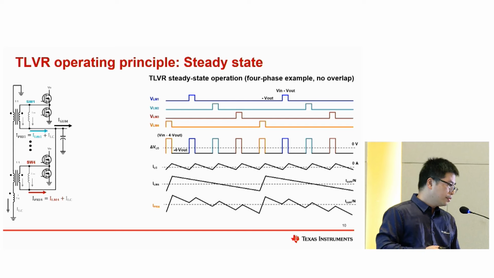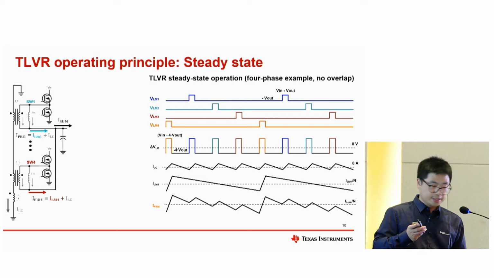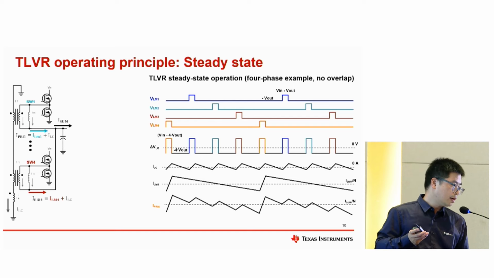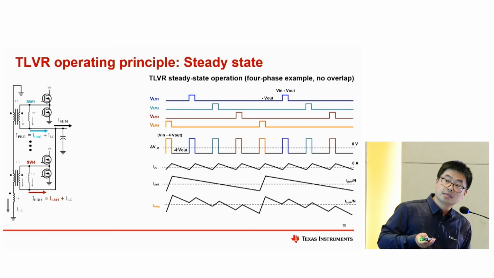So we will go through the operating states to see how the phase current at primary 4 is derived.